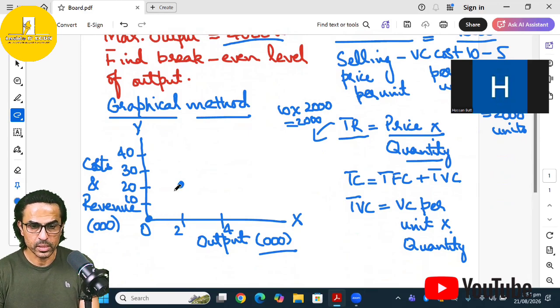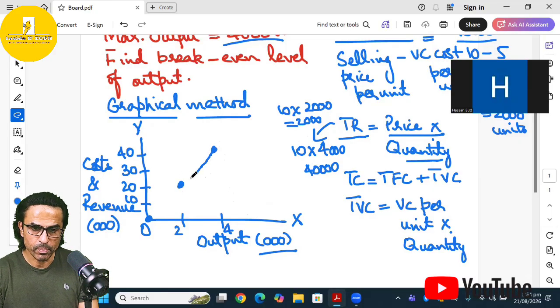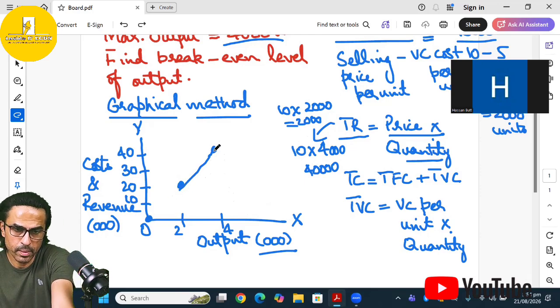Now, if I join these 2 points, okay, let me find out the total revenue at 4,000 units as well. So what would be that? Again, price is 10. And what is the output level or quantity? Because that is the formula to find out total revenue. 10 into 4,000. That will be 40,000. All right. So let's take the point there as well. 40,000. Now if we join them together, we'll get the curve. Let me just draw it again.